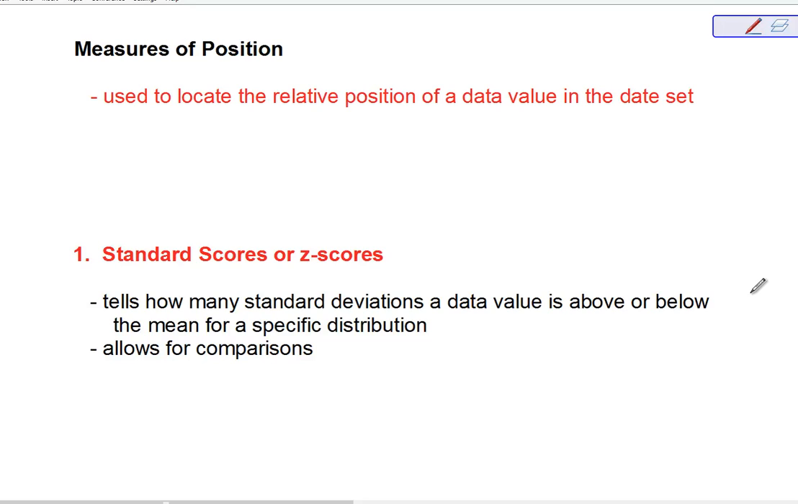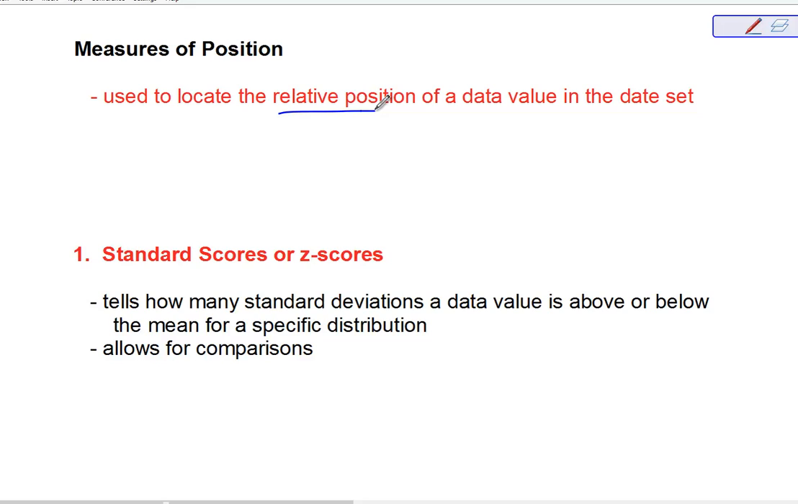Today what we're going to talk about is measures of position. We've already talked about measures of central tendency and measures of variation. What we're going to look at today is measures of position. These are used to locate the relative position of a data value in a set. When we're talking about relative position, we're talking about where that data point is located in the data set in relationship to the other data points, not just its number value or anything of that nature.